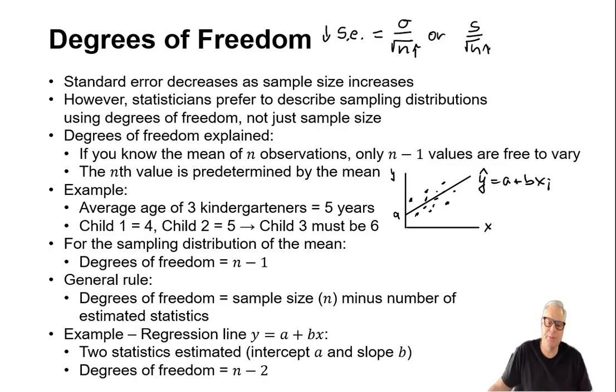So in this case, we estimate 2 statistics, namely the intercept and the slope, and the degrees of freedom in this example would be then n-2. So if we have a regression line that was derived from a scatter plot where we had, let's say, 20 dots, then the degrees of freedom would be 18.